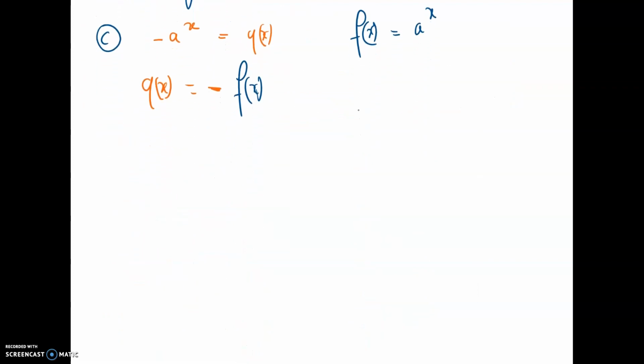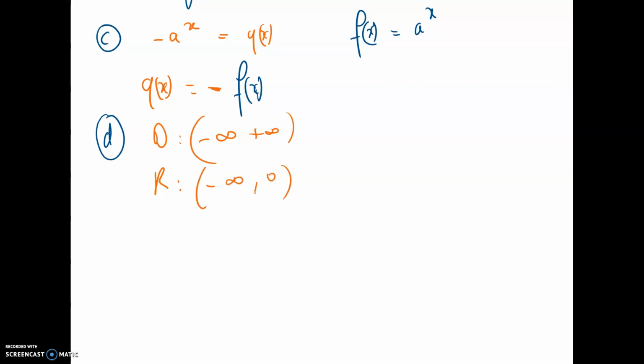For D, give the domain and the range for this function g. For this function g, the domain will be negative infinity to plus infinity again, but the range this time will be negative infinity to 0, as the horizontal asymptote will still be y equals 0.